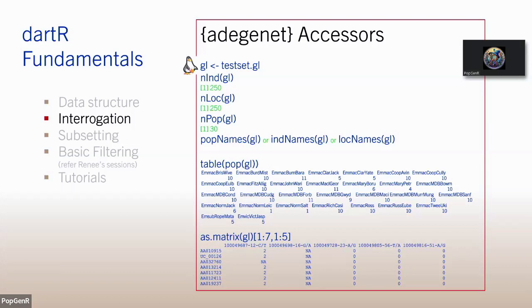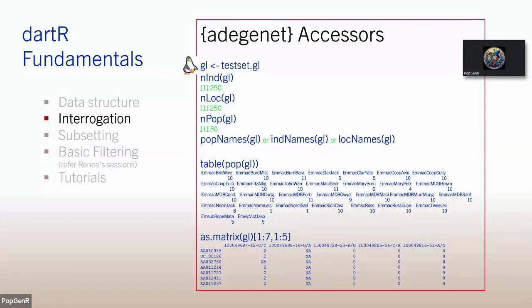So you can say, okay, well, nInd(gl) will tell you how many individuals are in there. nLoc(gl) will tell you how many loci. nPop(gl) will tell you how many populations the individuals have been assigned to. That's the first I'll mention that. So the individuals can be assigned to populations in the genlight object. And nPop(gl) will say that there are 30 populations in test set. So the individuals are aggregated into 30 populations.